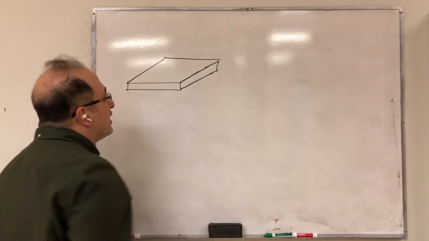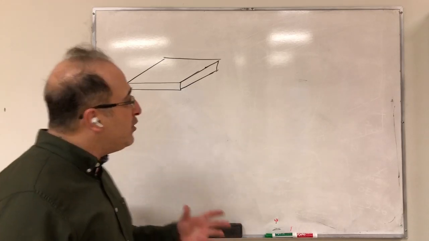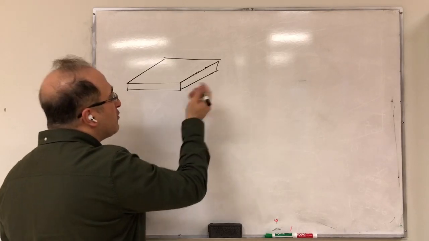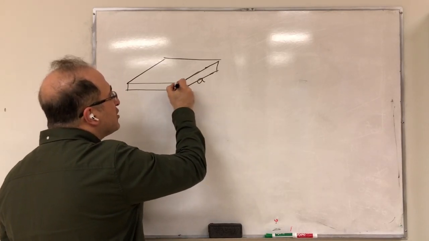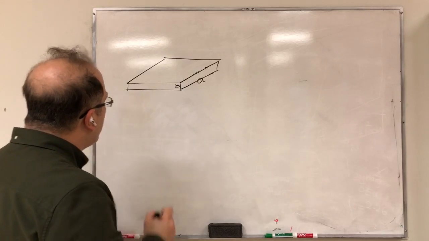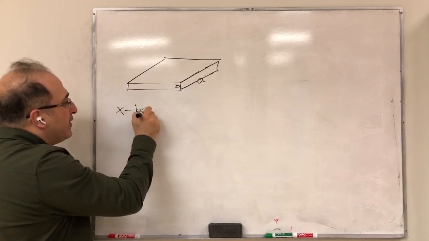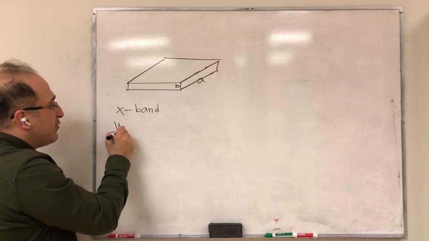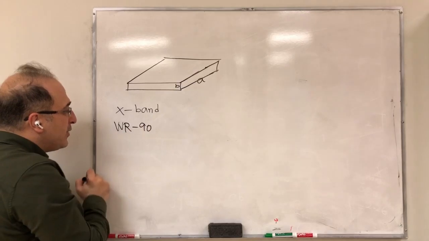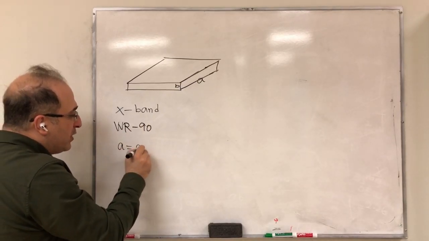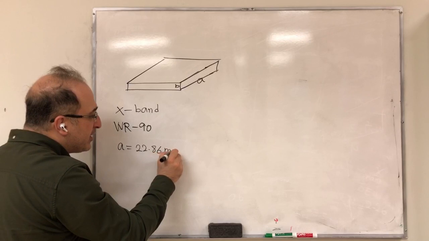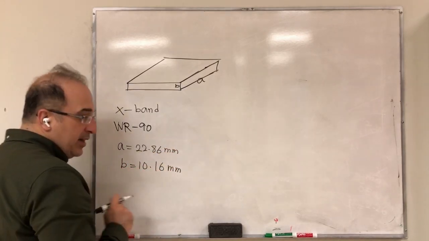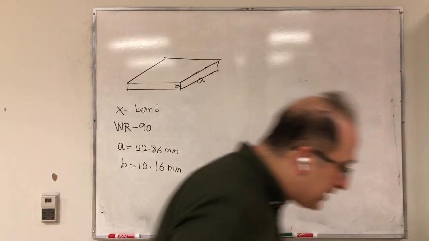So I think this is more realistic. When you have a waveguide antenna, based on the frequency range that you are working, you know what the cross section A and B is. For example, if I'm working in X band, this is 8 to 12 gigahertz approximately. The waveguide is WR90, and A is 22.86 millimeter, and B is 10.16 millimeter. Let me double check that, 10.16 millimeter.